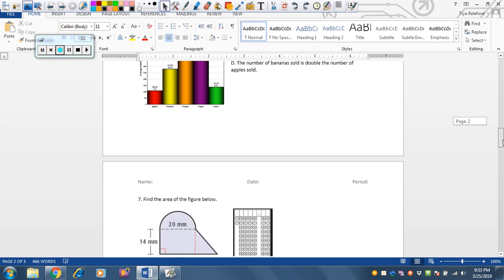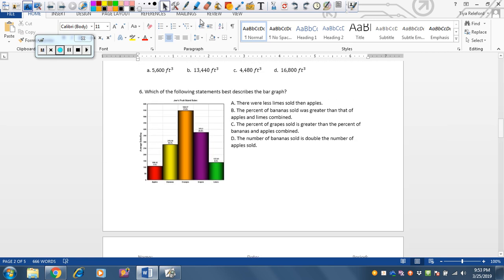Number 6 is just like number 4. You're going to have to do some work with percents. So proportions all the way.